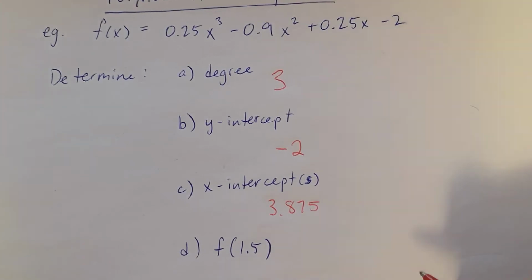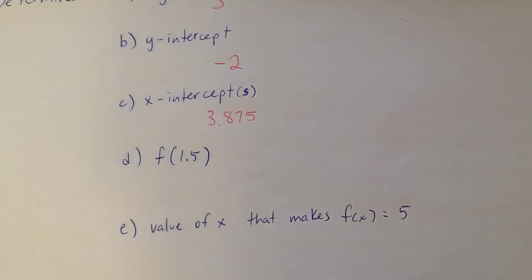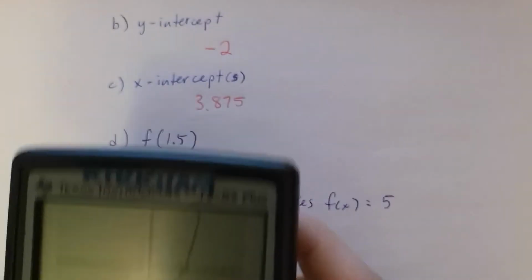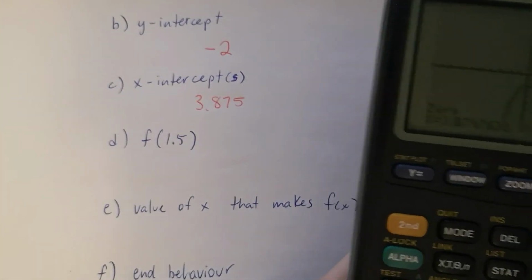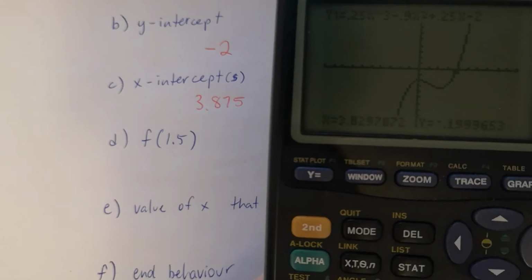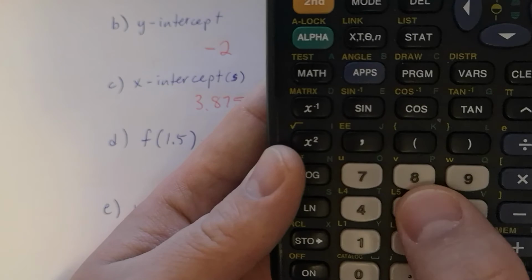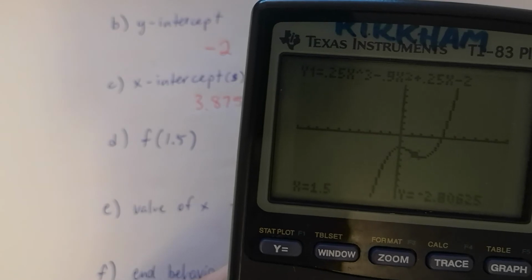Okay, let's finish this up. Question D asks for the value of f at x equals 1.5. Whenever you see that, you can just do trace, because you're finding a y value. So if I trace and then type in 1.5, enter, the y value that we're looking for looks like negative 2.81.